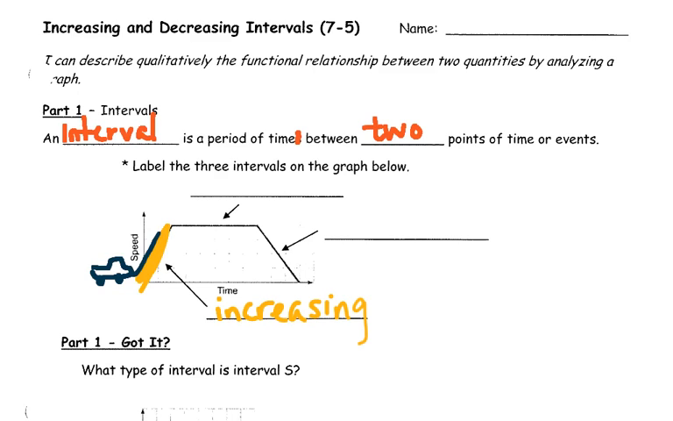Now, this next interval from here to here is not going uphill, but it's not going downhill. So the truck would stay steady, and we call that a constant interval. And then at this point here, the truck would be described as going downhill, and so that interval is decreasing.